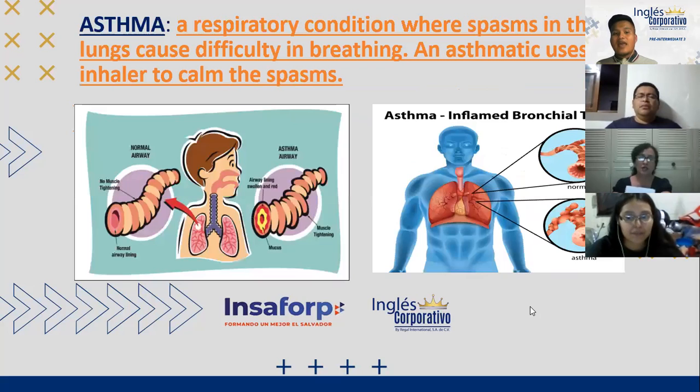Next one, asthma. Asthma, it says that it's a respiratory condition where spasms in the lungs cause difficulty in breathing. Asthmatics use an inhaler to calm the spasms. We say it one more time, asthma.